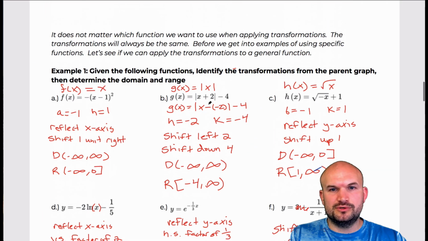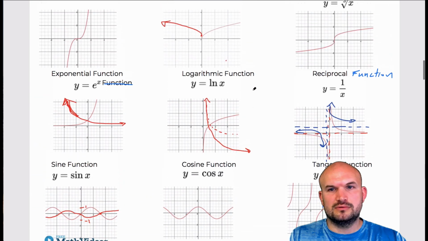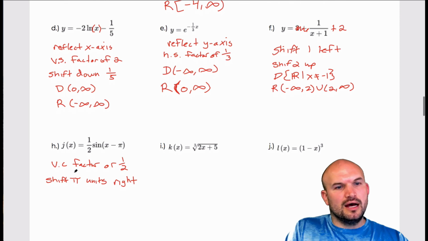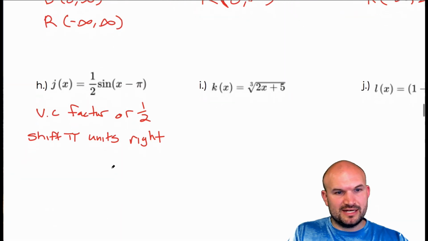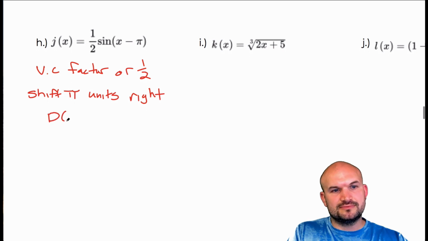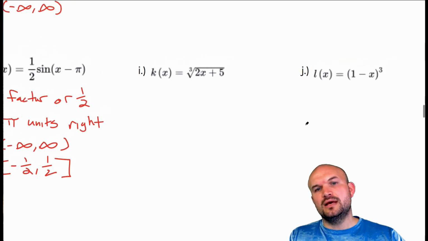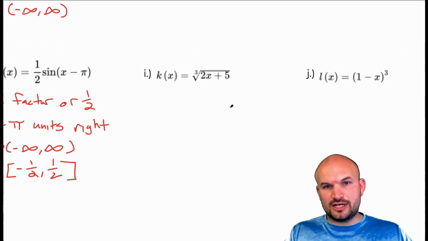Did I not do the cube root? Oh, there's a cube root function. Okay. So let's go ahead and look at this graph here. My domain is still going to be all real numbers, so that's negative infinity to infinity. And my range, though, is now going to be from -1/2 to 1/2. Okay. Next one, cube root function.